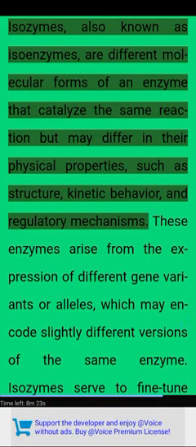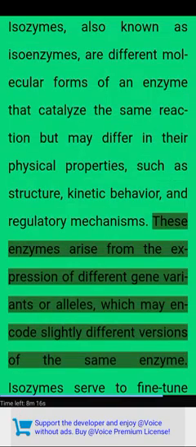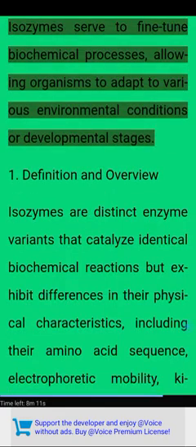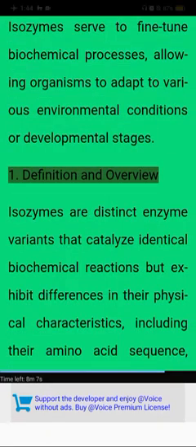Isozymes, also known as isoenzymes, are different molecular forms of an enzyme that catalyze the same reaction but may differ in their physical properties, such as structure, kinetic behavior, and regulatory mechanisms. These enzymes arise from the expression of different gene variants or alleles, which may encode slightly different versions of the same enzyme. Isozymes serve to fine-tune biochemical processes, allowing organisms to adapt to various environmental conditions or developmental stages. 1. Definition and overview.